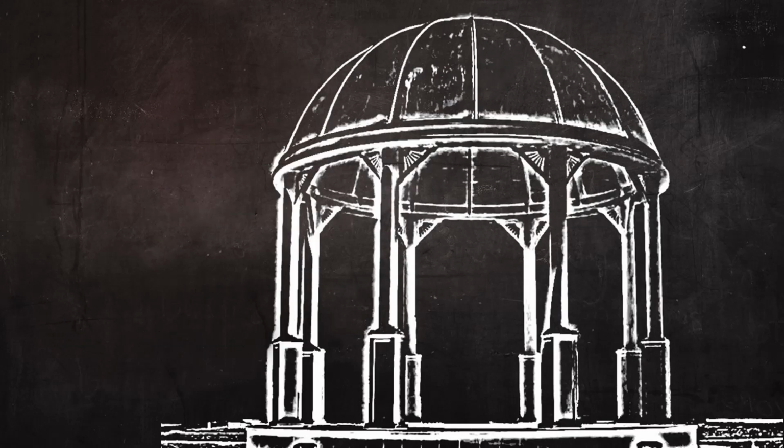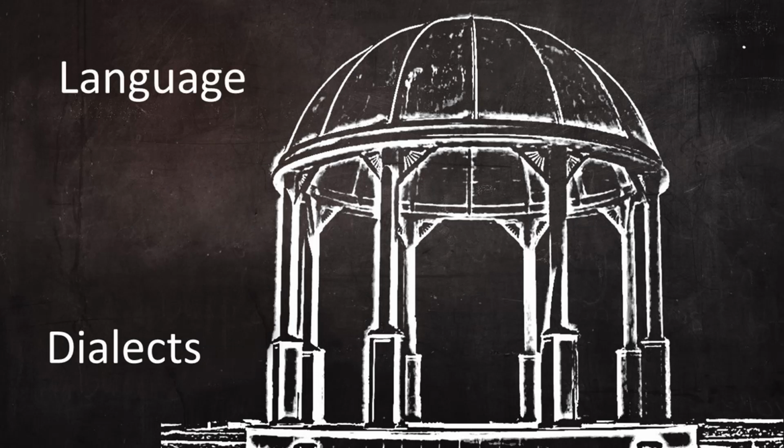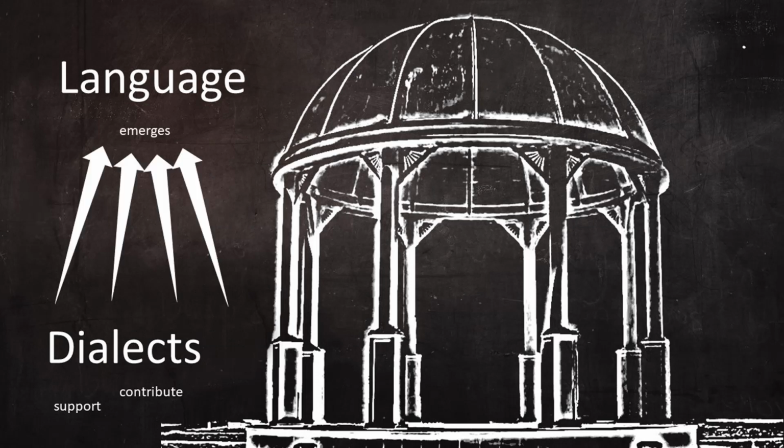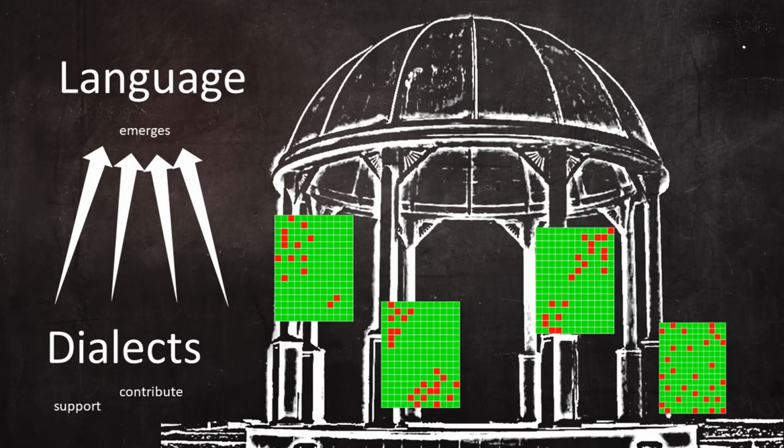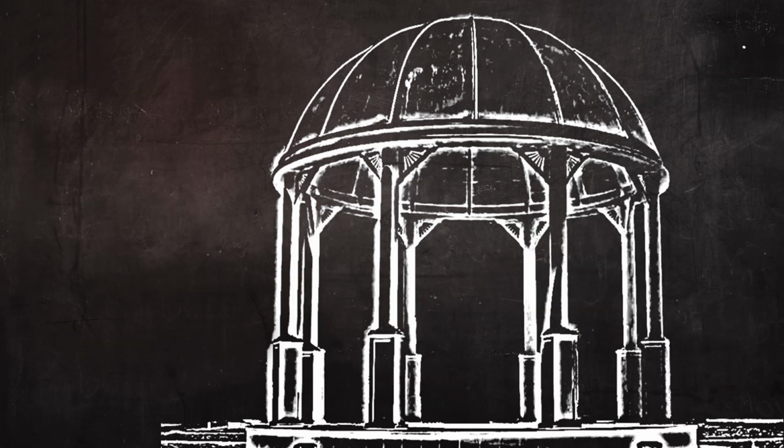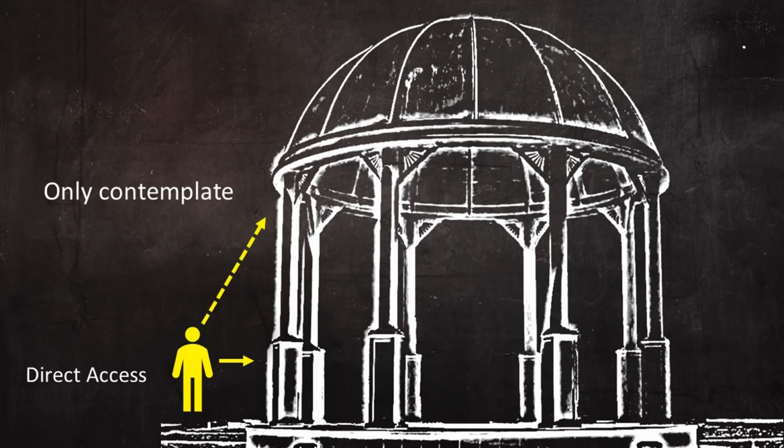A visual representation that I really like is this dome supported by pillars. In this model, the dialects are the pillars and the language is the dome. The dialects support and contribute to the language, they influence it and are influenced by it. The language emerges from the dialects. With regard to markedness, the pillars are distinguished each by their particular blend of unmarked and marked dialectal forms, while the dome is comprised entirely of unmarked dialectal forms. And if we imagine a person next to our dome, the person has direct access to the concrete pillar dialects and can only contemplate the abstract thing that is the dome language.